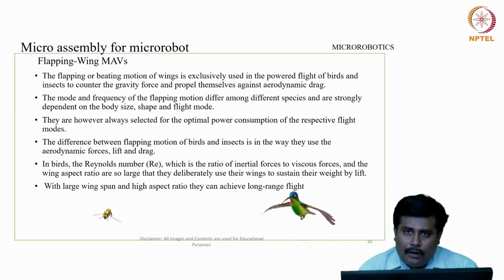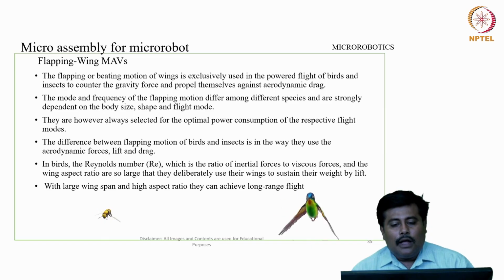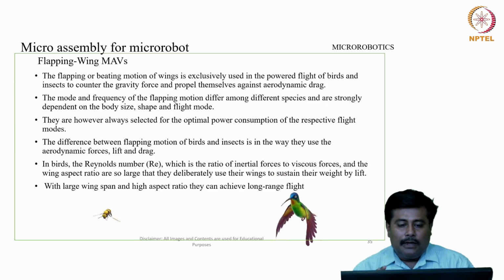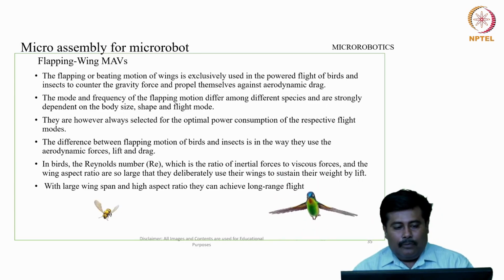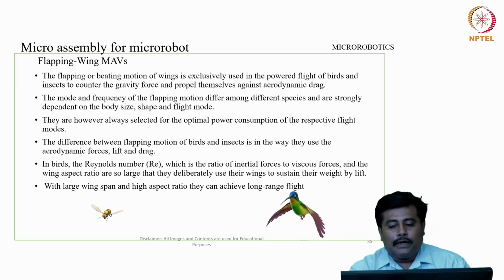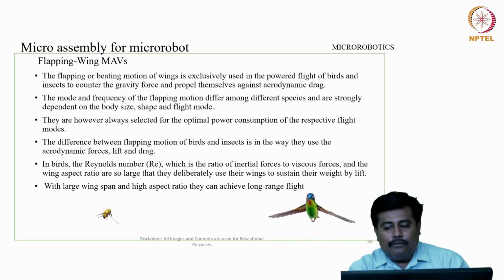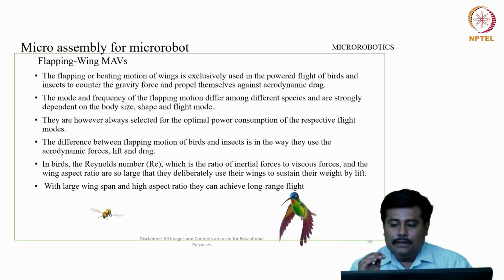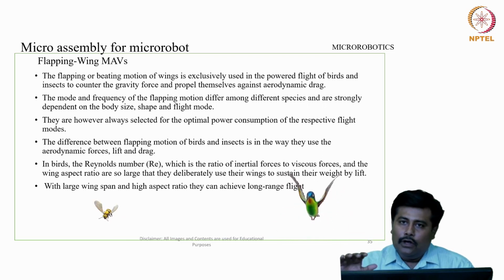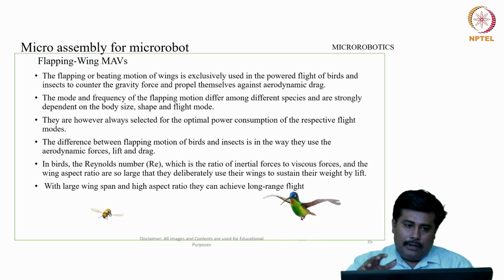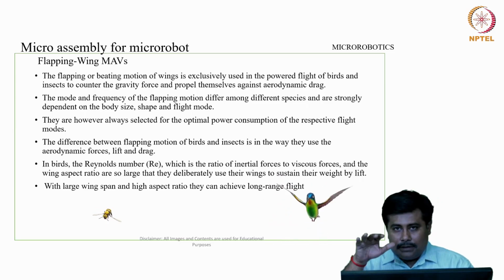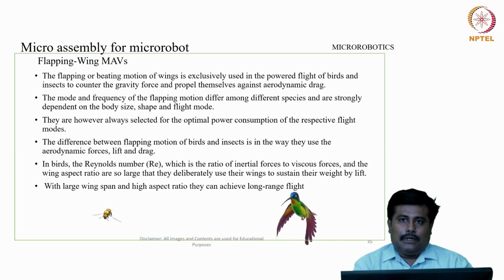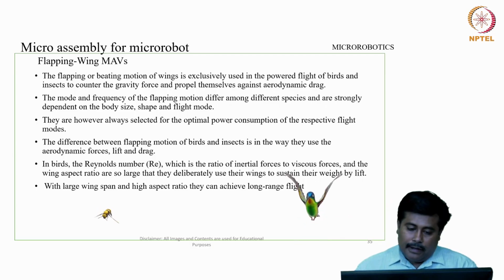When we try to quantify such flapping, the mode and the frequency of the flapping motion differ among the different species and are strongly dependent on the body size, shape and the flight mode. They are, however, always selected for the optimal power consumption of the respective flight modes. The difference between the flapping motion of a bird and an insect is in the way they use the aerodynamic force for lift and drag. Based on the lift and the drag, we can establish the flapping motion of the bird.